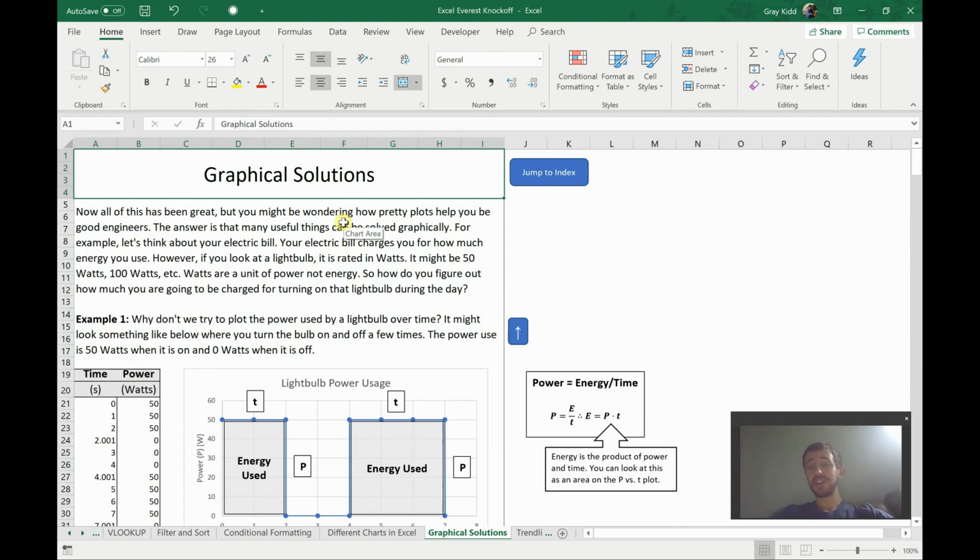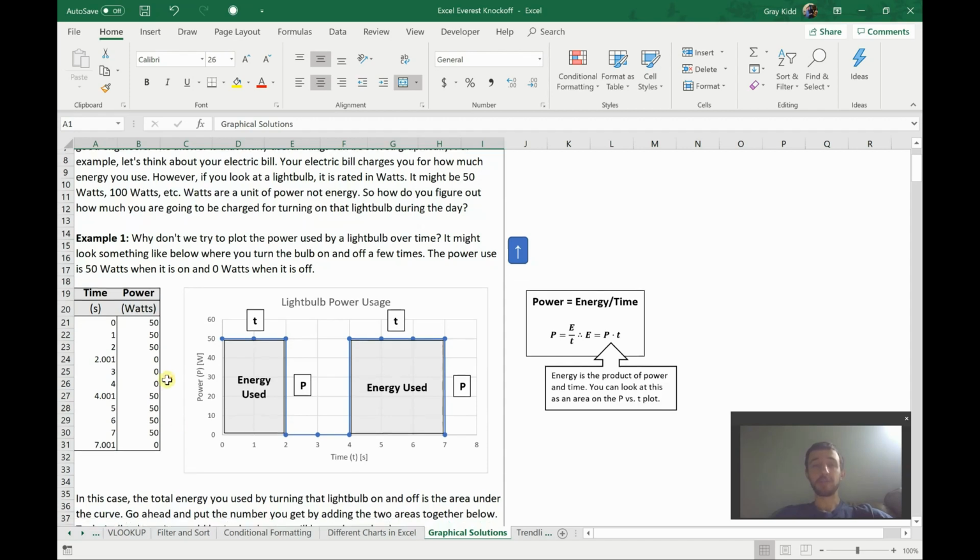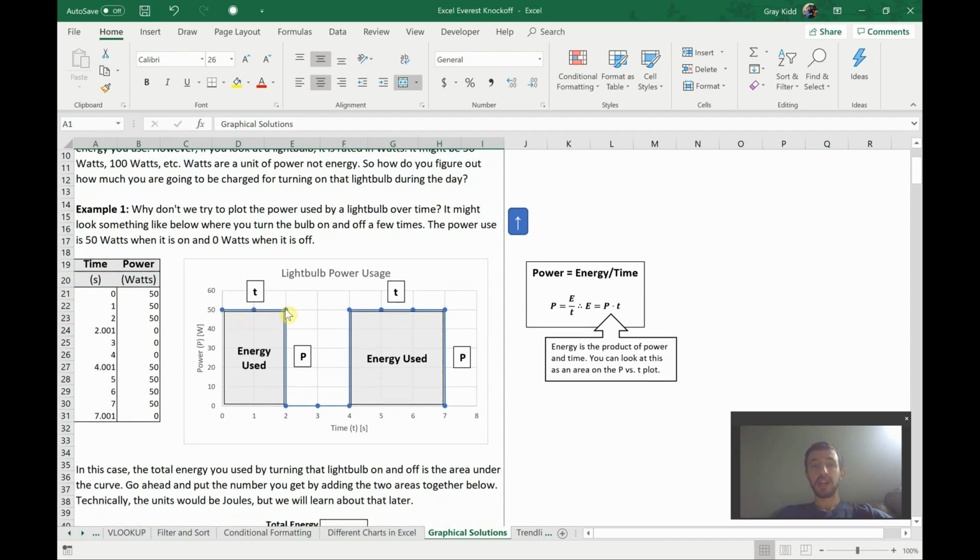For example, let's say you look at your light bulb. Turn the light bulb on, it's using energy. How much? Because light bulbs are rated in watts, so a 50-watt light bulb is using power. It doesn't tell you how much energy it used. Now, if I wanted to, I could plot my light bulb's power use. Perhaps I turned it on, and I left it on, and I went down, turned it off. And I remembered I missed something, so I turned it on again, and then I turned it off.